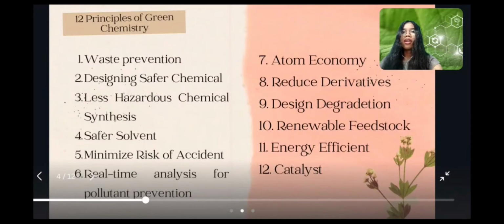The application of the 12 principles of green chemistry has not yet been fully carried out by chemists, especially those in the field of synthesis, in terms of reaction design and methods used to keep environmental pollution to a minimum.